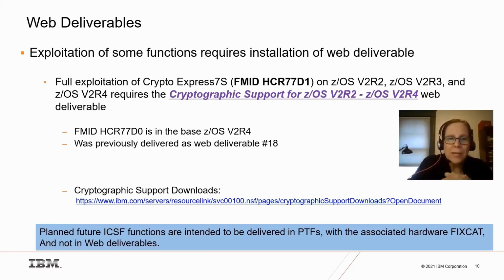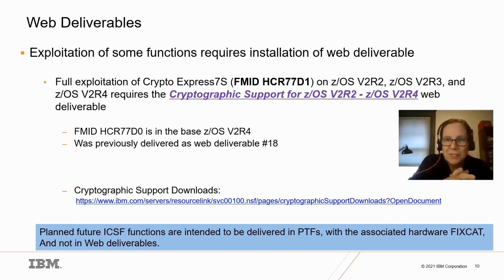So what we have now is a future intention for crypto, and that is that they will release no more web deliverables. What they will do for hardware support is they will provide PTF support. And what's so wonderful is we can have those PTFs marked with the fix cats that I just described to you, those three categories of required, exploitation, and recommended. And they would now apply to the crypto users as well.